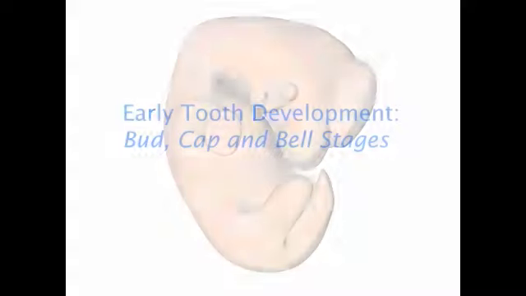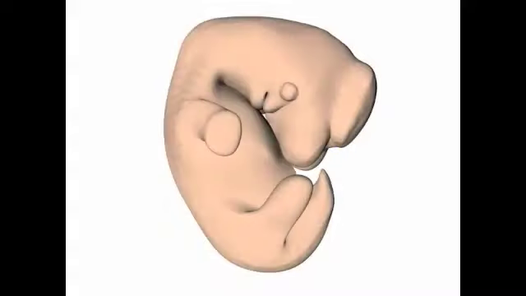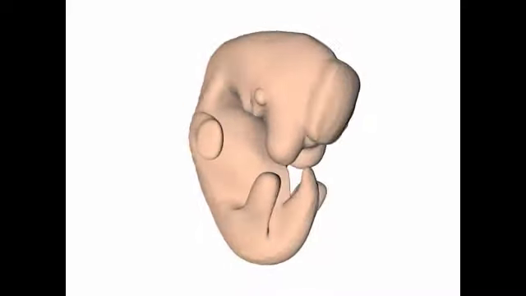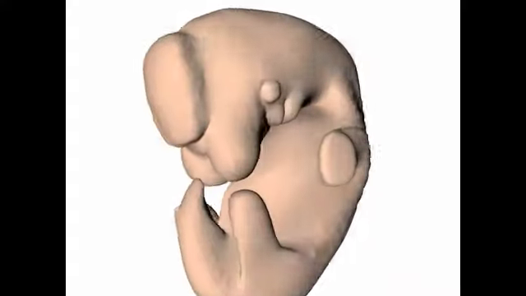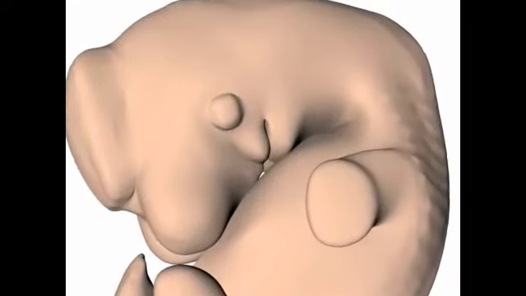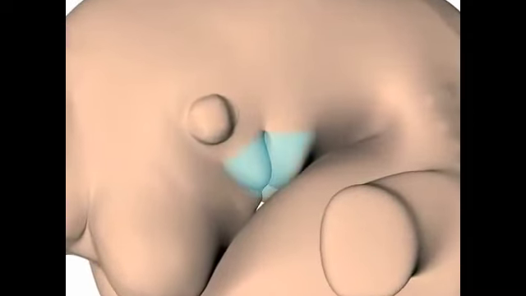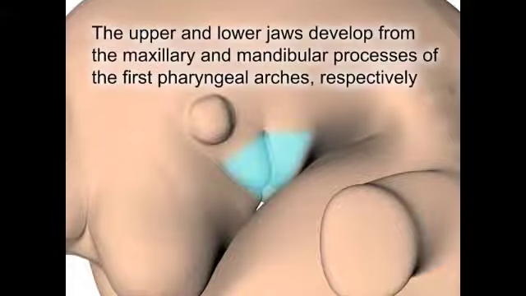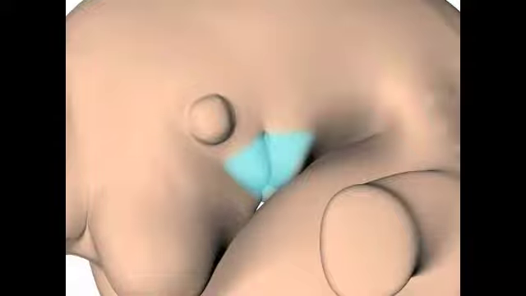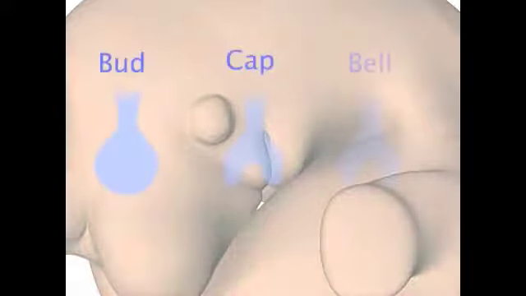In the developing human embryo in week 6 of gestation, the teeth will develop in a complex process that involves a myriad of different cell types and tissues. Within the developing jaws of the embryo, epithelial and ectomesenchymal cells will interact with each other to produce teeth. This animation will outline the first 3 stages of tooth development: bud, cap, and bell.